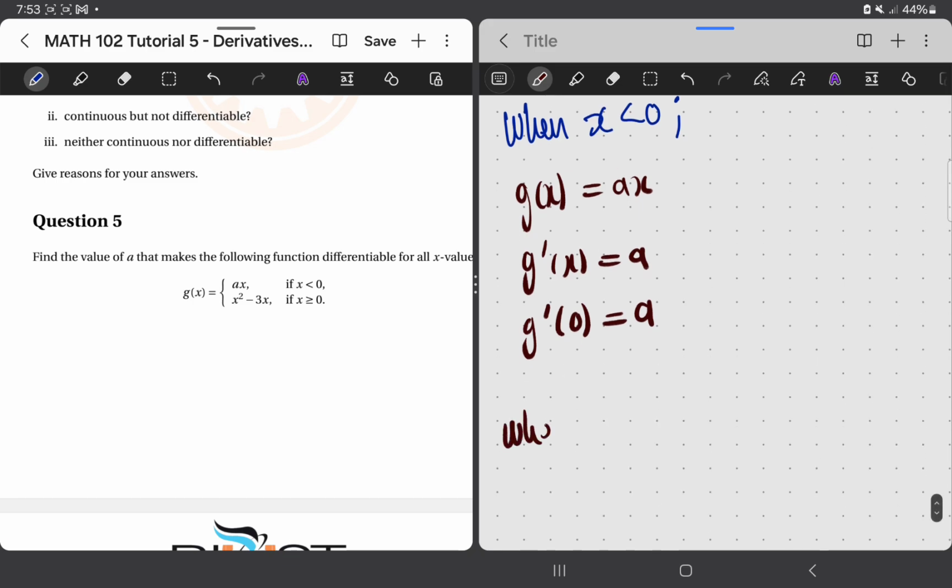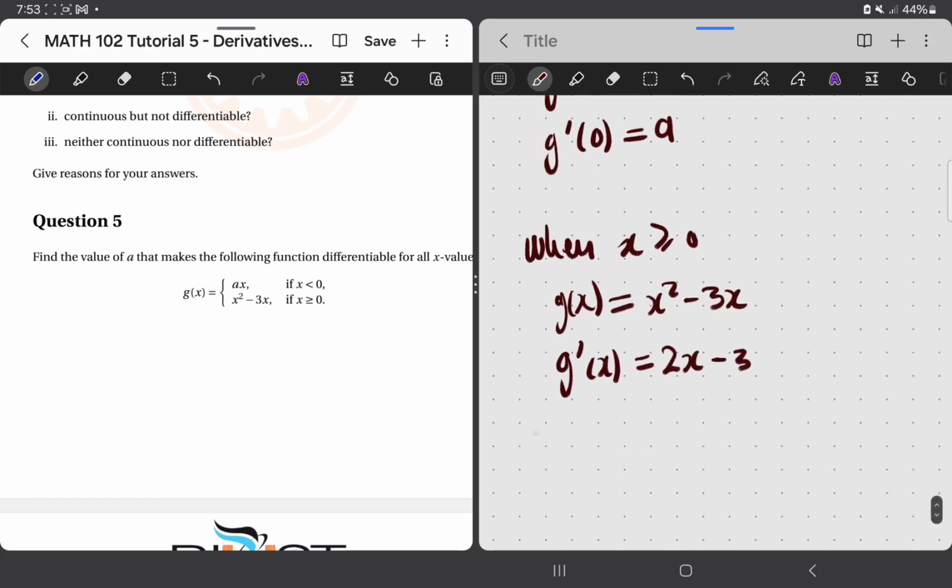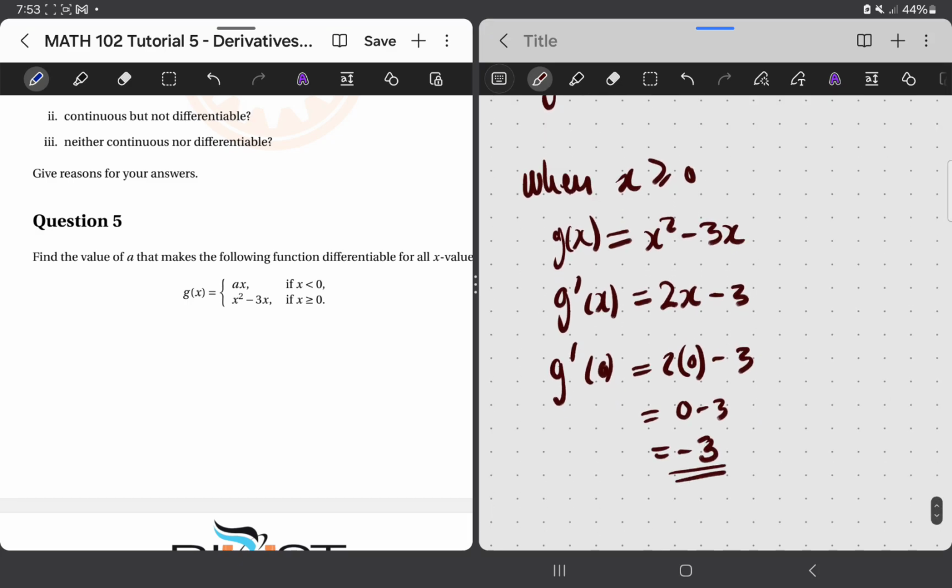Then we can now say that when x is greater than or equal to 0, g of x is going to be equal to x squared minus 3x, which means that the first derivative now is going to be, we drop down the power and reduce it by 1, becomes 2x. Then the derivative of negative 3x is just negative 3. And now we put in the value, g dash of 0 is going to be 2 times 0, then minus 3, which is 0 minus 3, which is negative 3. So here we have it as negative 3.